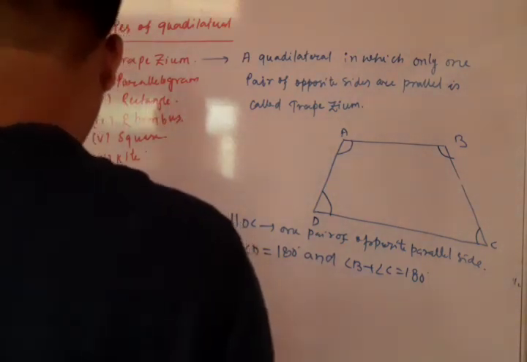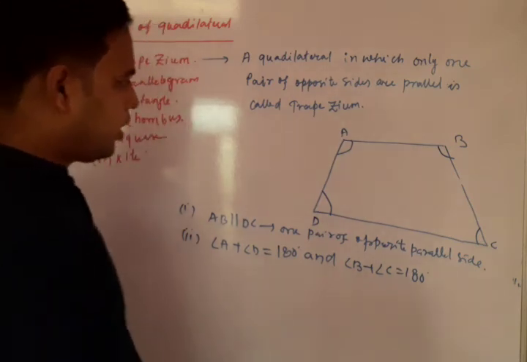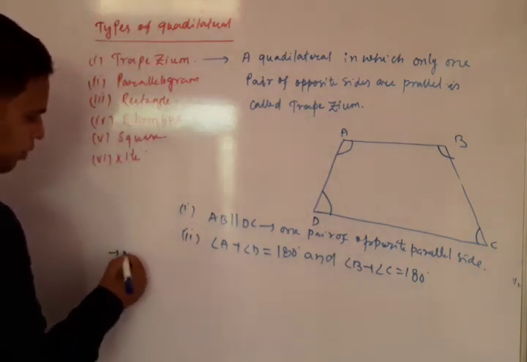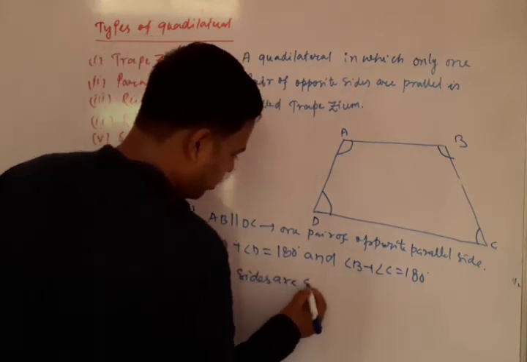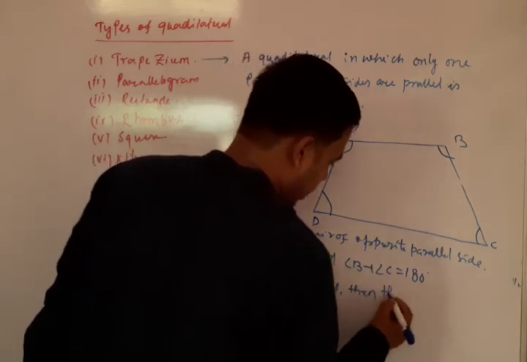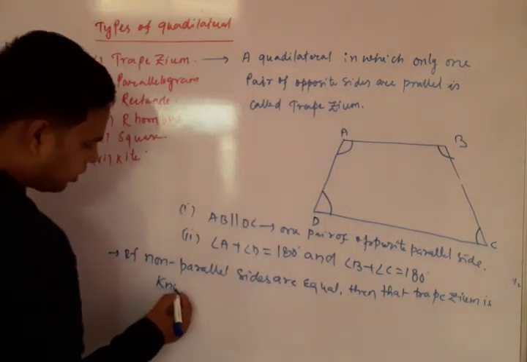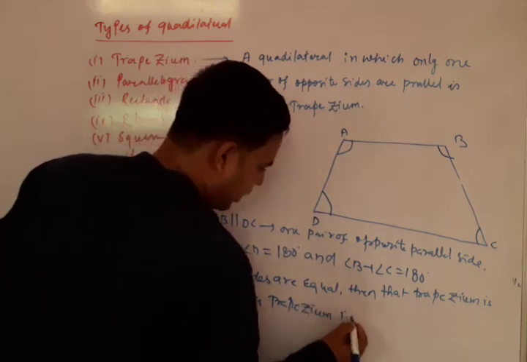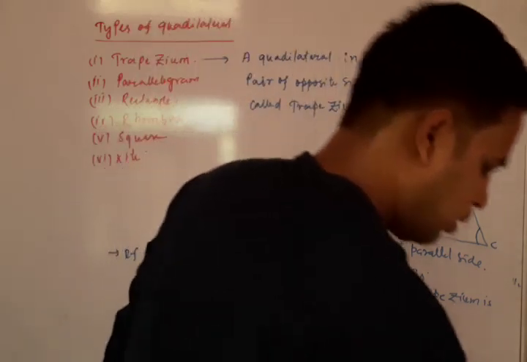Now if the two non-parallel sides are equal, for example AD and BC are non-parallel sides, if they are equal, then that trapezium is known as an isosceles trapezium, that is, in brackets, AD equals BC.